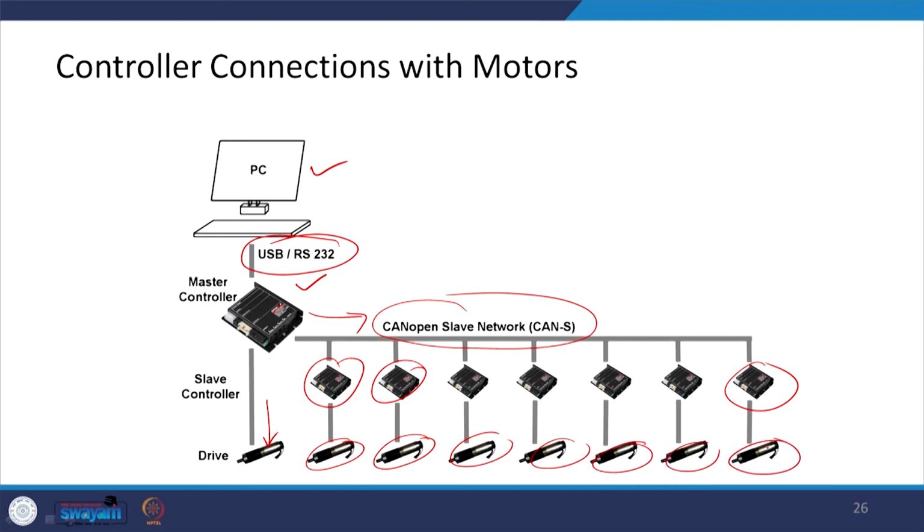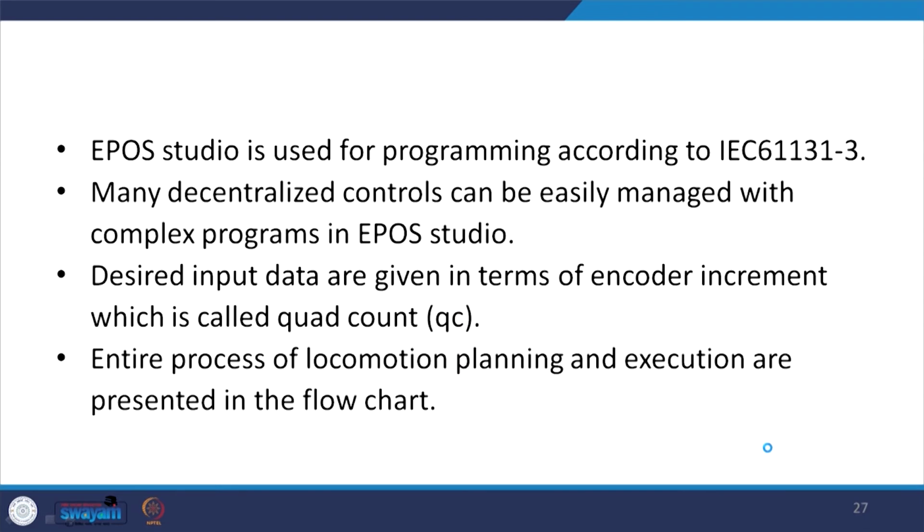So, this is the controller connection with the motor which we used. EPOS Studio was used for the programming purpose. Many decentralized controls can be easily managed with a complex program in EPOS Studio. Desired input data are given in terms of the encoder increment, which is called quad count, and the entire process of locomotion planning and execution is presented in the flow chart.